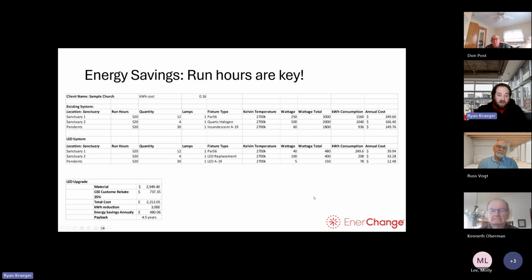I did ballpark material costs just from one of the local distributors' websites, where materials are roughly $3,000. CEE has custom rebates that'll cover 25%. That'll cover $737. The total cost is $2,200. The kWh reduction is $3,000. So your estimated annual savings is $480. So your payback is 4.5 years.